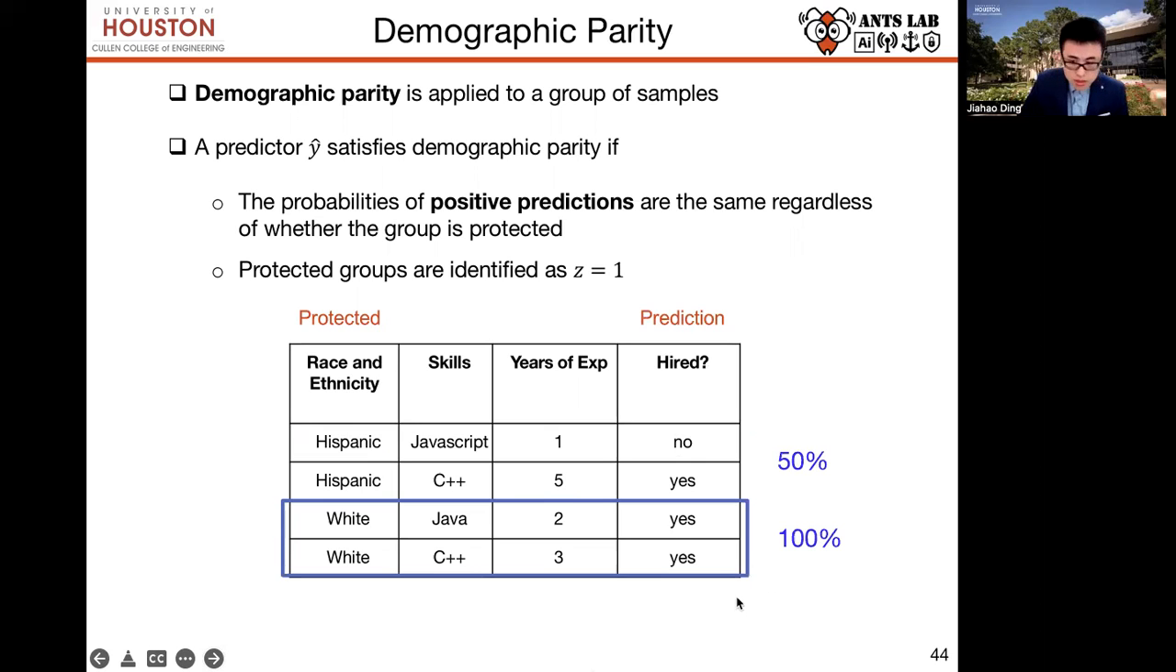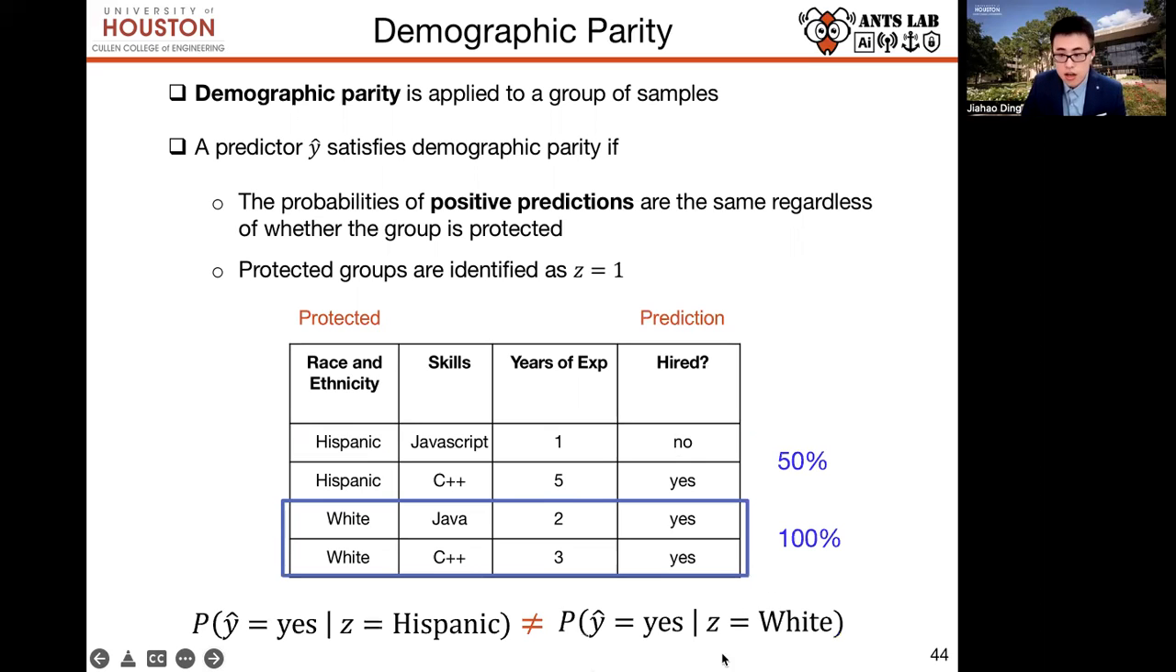So that means the predictor does not satisfy demographic parity, since the probability of a positive prediction is not equal between the Hispanic group and the white group.